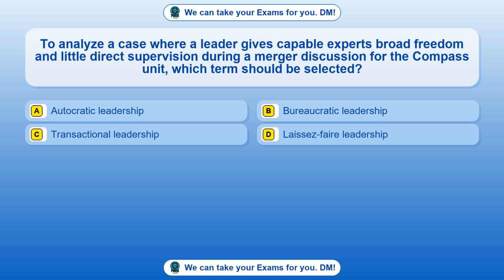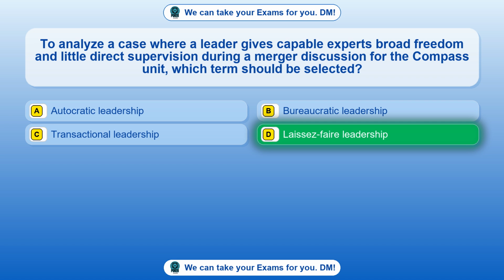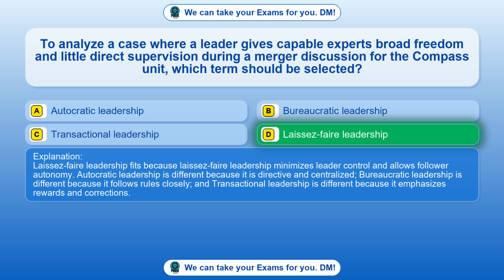Option A, autocratic leadership. Option B, bureaucratic leadership. Option C, transactional leadership. Option D, laissez-faire leadership. The correct answer is option D, laissez-faire leadership. Laissez-faire leadership fits because laissez-faire leadership minimizes leader control and allows follower autonomy. Autocratic leadership is different because it is directive and centralized. Bureaucratic leadership is different because it follows rules closely, and transactional leadership is different because it emphasizes rewards and corrections.